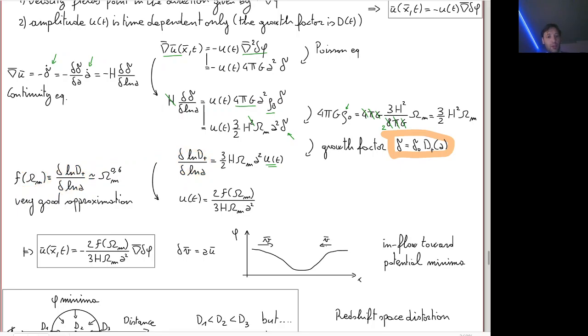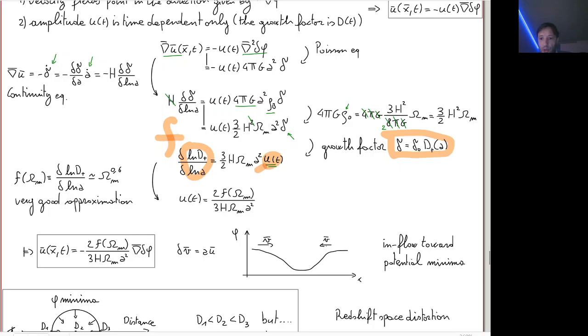And here we make an approximation. With the numerical solutions, we know that this f of omega, so this quantity here, is actually very close to this expression. So it is basically a dependency that is dominated by omega m, and there is this power that has been found through a fitting. That's a very good approximation that is coming from the numerical evaluation. And then that's it, because this is just our f.